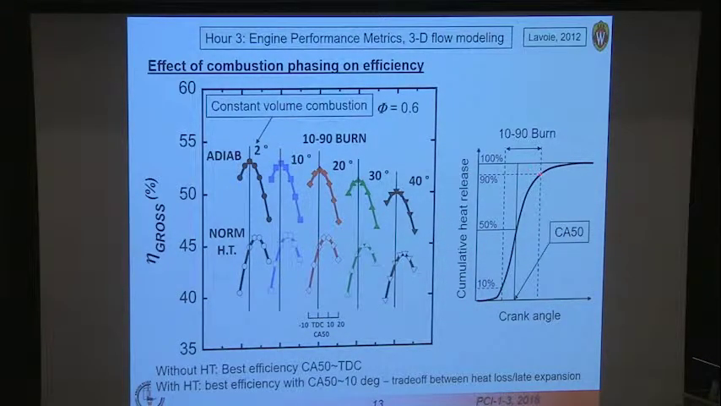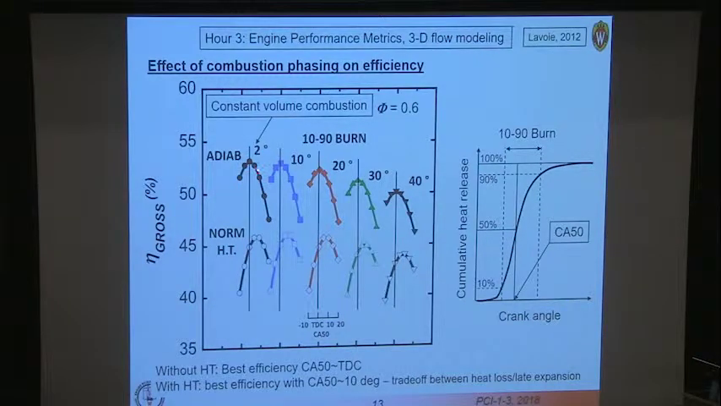Here's the 90% burn. Here's the 50% burn, it's called CA50. They're assuming that going from 10 to 90% burn happens in 2 crank angle degrees. And what you see is that when you do that, you get the highest efficiency of all of these because you're getting as close as you can to the Otto cycle efficiency.